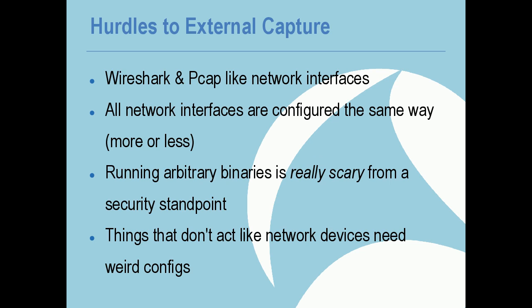So the main problems we have for implementing capturing from things that aren't network devices: Wireshark and PCAP really like network interfaces. They're designed around them. All the main network interfaces are more or less configured the same way. It's all Ethernet look-alike, other than a few outliers, and they all have the same config windows. They all act the same. Running random binaries as part of Wireshark is really terrifying from a security standpoint. And things that don't act like network devices are going to need weird custom configs.